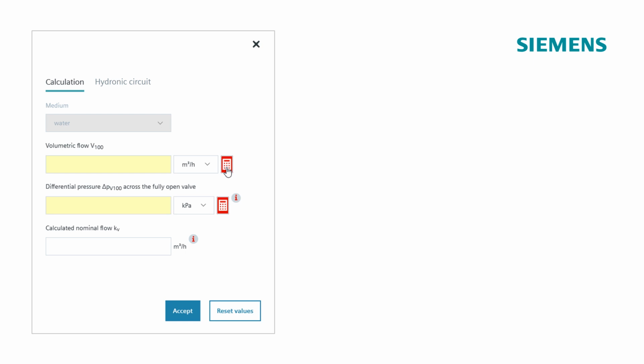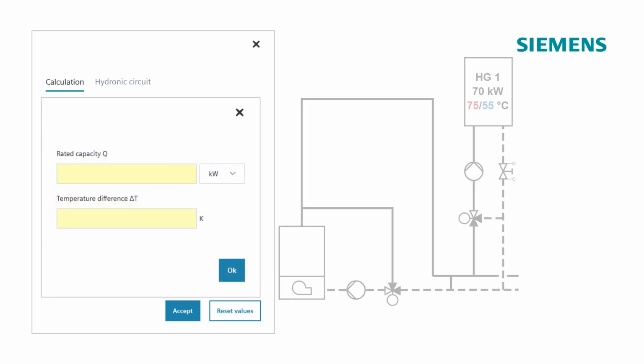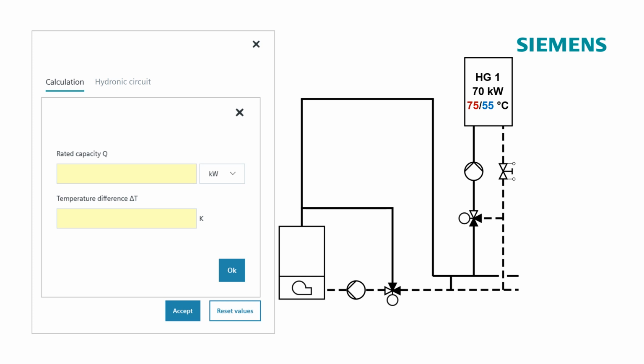Now, the volumetric flow that the valve must handle must be calculated. Click on the calculator symbol to enter the detail information. Here once again the plant schematic with the data for the heating group 1. The rated capacity of 70 kilowatts can be entered directly.